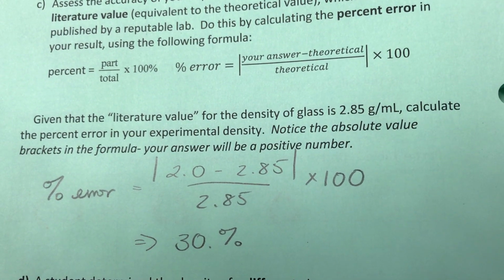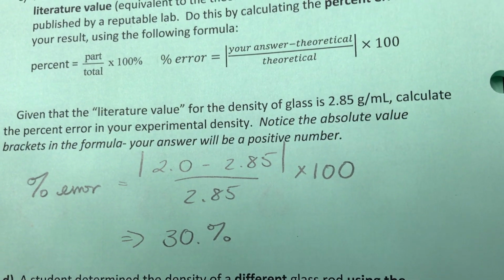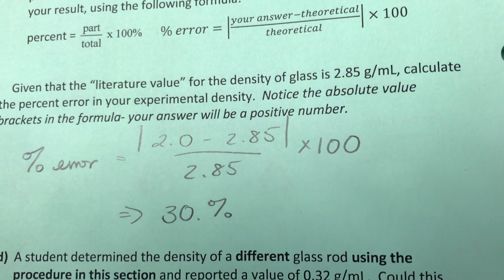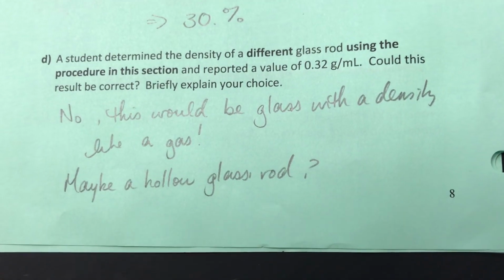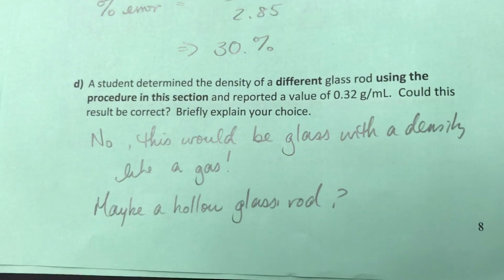You're going to take the difference between your number and the accepted theoretical value and divide that by the theoretical value. Multiply that by 100 and that tells you how good or bad you are. On my key you can notice mine wasn't particularly good. And answer the questions to complete part B.